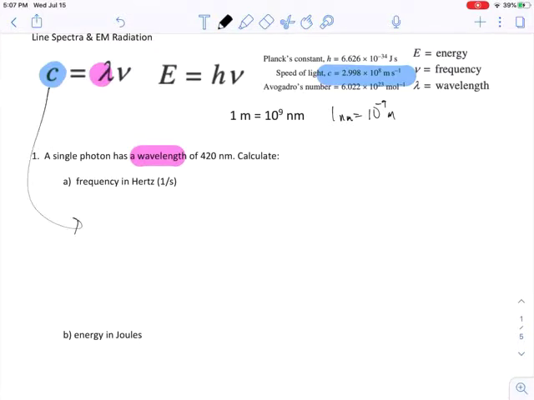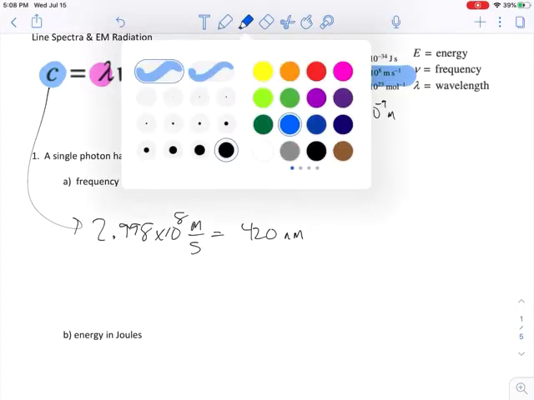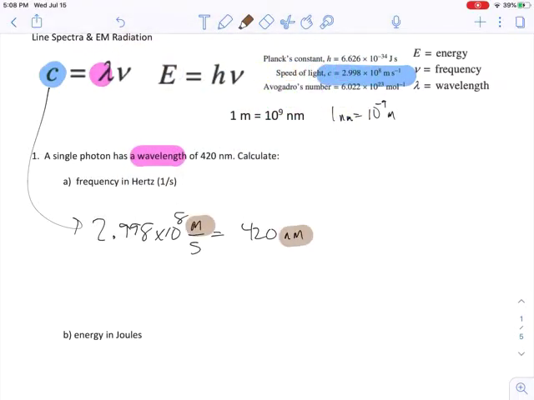So what we're going to do is we're going to start with the speed of light. So that's 2.998 times 10 to the 8th, and that's in meters per second. And that is going to be equal to 420 nanometers. But remember, if you're talking about nanometers, you can't do nanometers and meters in the same equation. It won't work. So you're going to have to change one to the other.